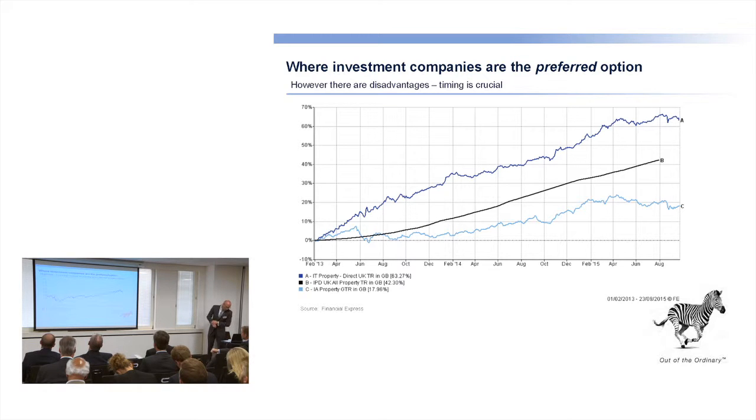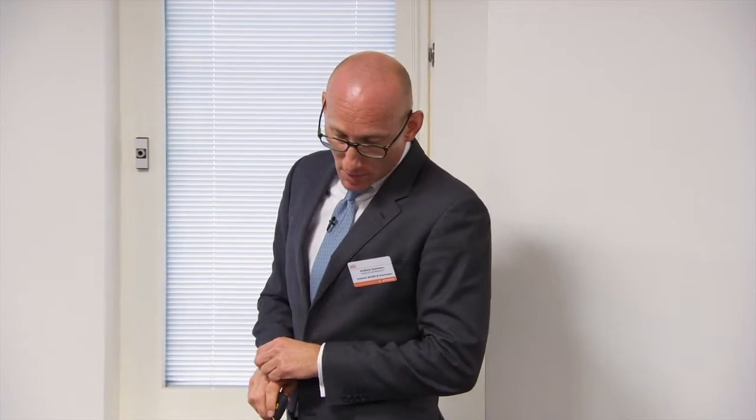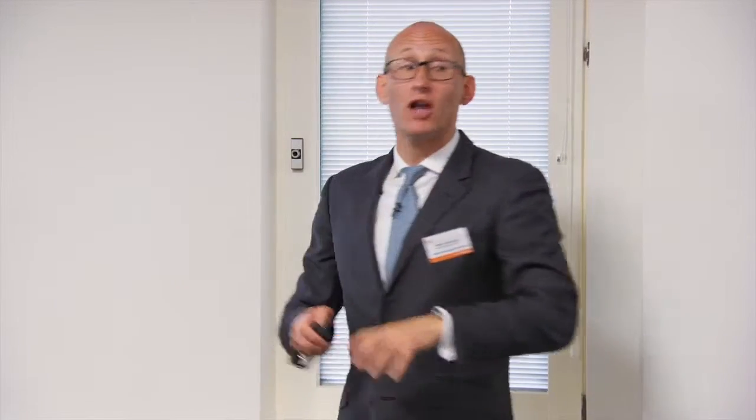Another example of an asset class that works well in an investment company structure, but you can invest in also via an open-ended fund, is infrastructure. The light blue line here is the investment trust infrastructure sector. The dark blue line is an index of global infrastructure companies, and then the black line is the FTSE All-Share. Open-ended infrastructure funds have to invest in infrastructure companies because they're not allowed to invest in actual infrastructure assets.